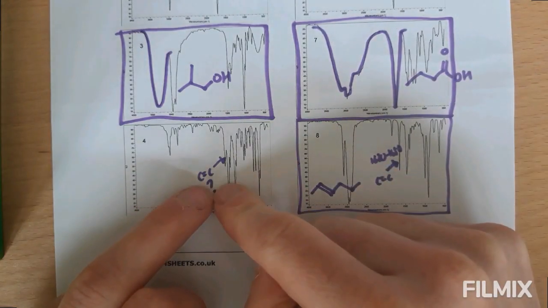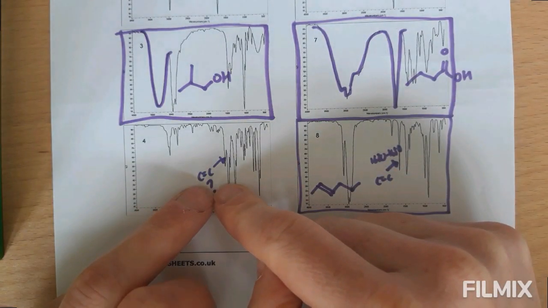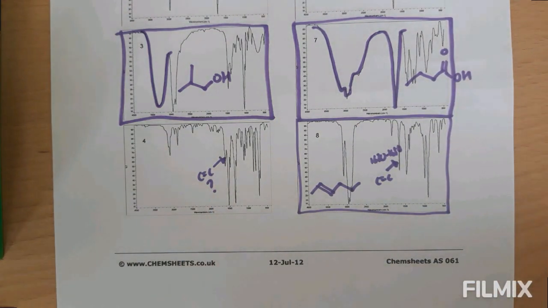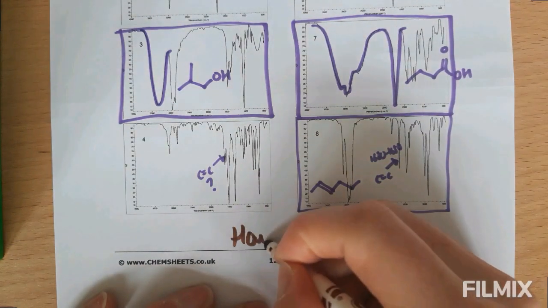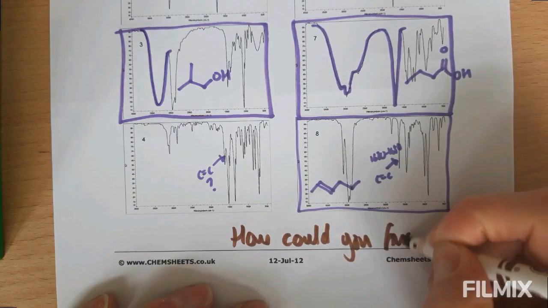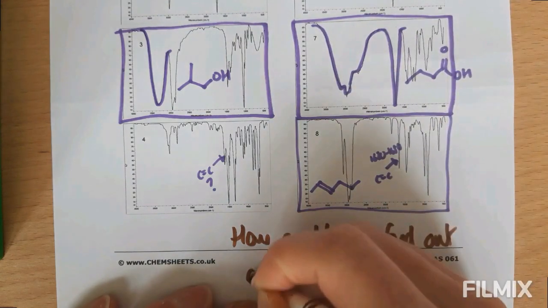4 to me looks like a benzene, a nitrobenzene. So you wouldn't be asked anything like that in the exam. What you could be asked in the exam is a question that says, how could you find out definitively?